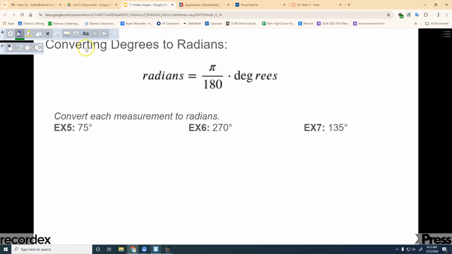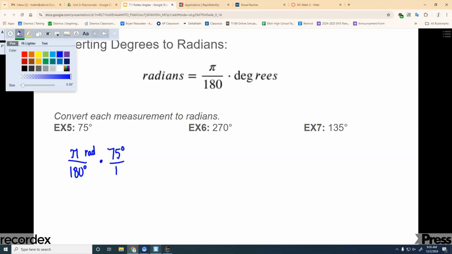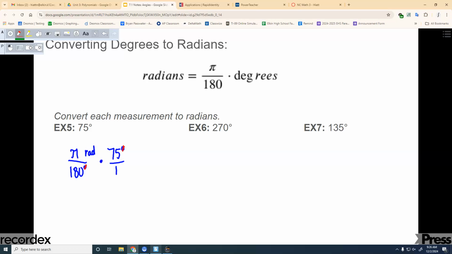If we want to convert degrees to radians, radians is going to equal pi divided by 180 times degrees. Have any of you had chemistry yet? It's really just converting, because you've got pi radians over 180 degrees, and you're going to multiply it by 75 degrees, which is like 75 over 1. The degrees cancel each other out. If you have 180 degrees on the bottom and you multiply by something with degrees on the top, it will change it to radians for you.